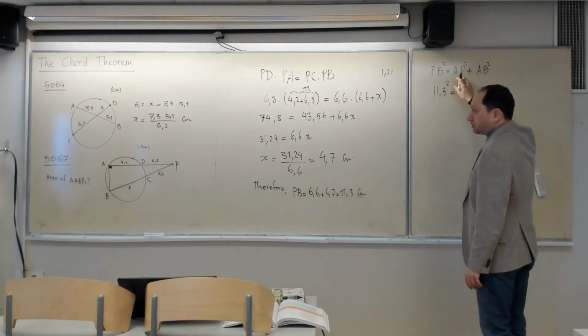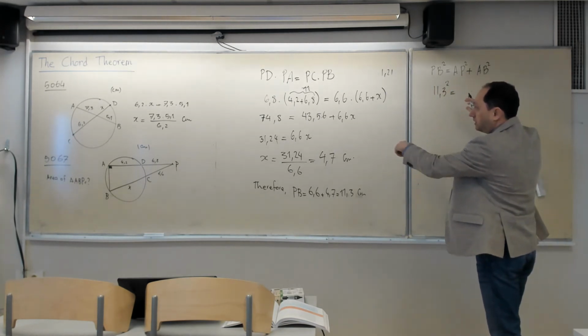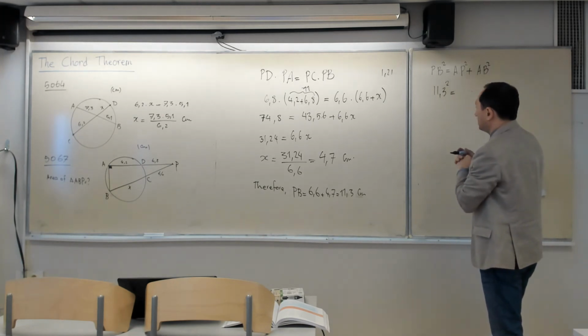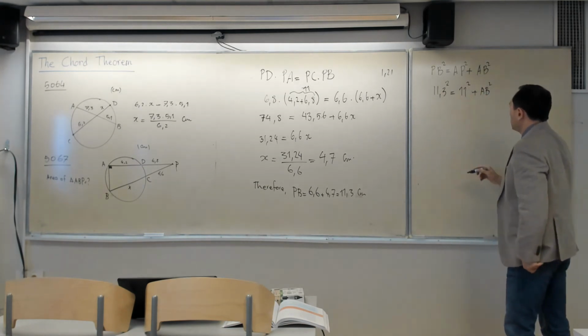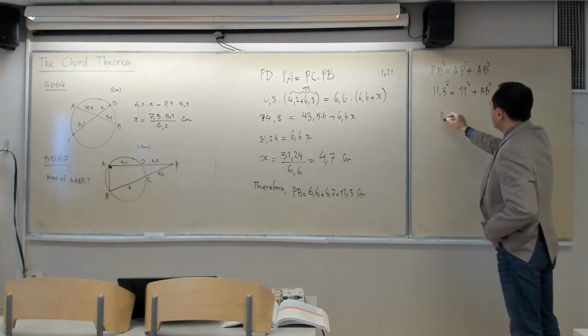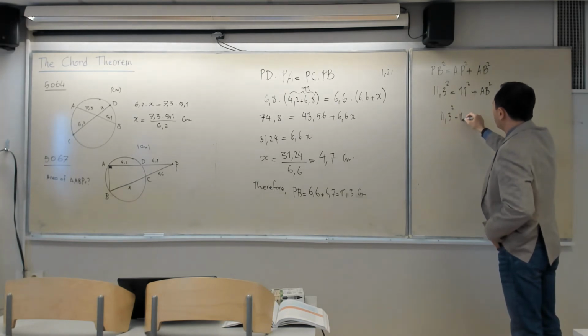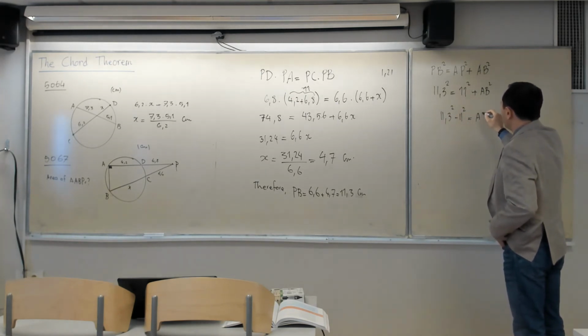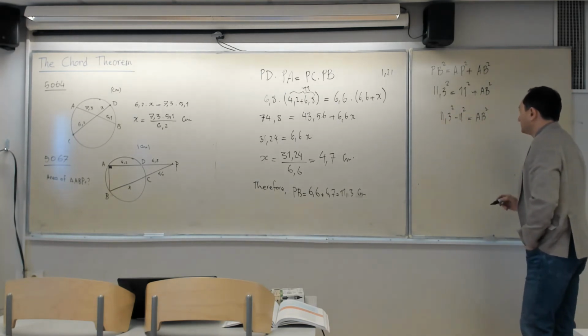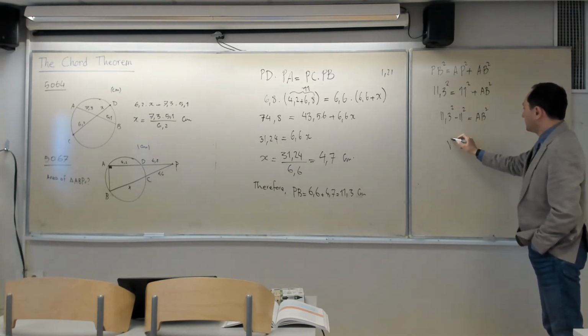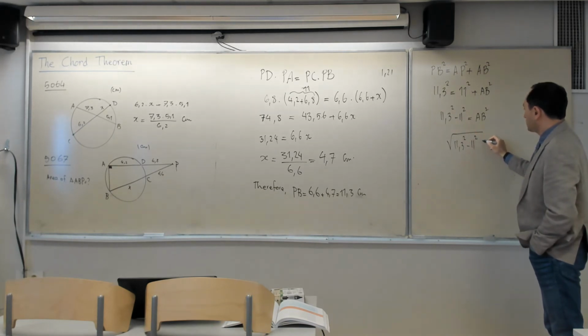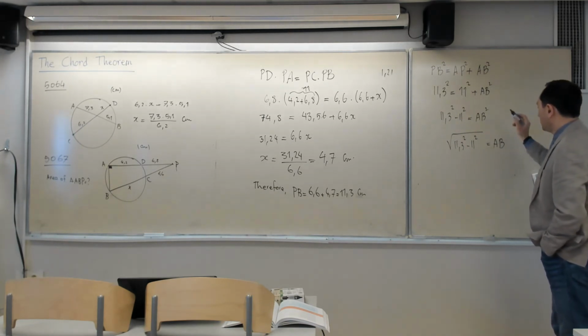What do I know about AP? Yes, AP is 11. So it is 11 squared plus AB squared. So then I can calculate AB. I move this to the other side. 11 comma 3 squared minus 11 squared is AB squared. Okay, can you also calculate this and then take the square root of that? This is my AB.